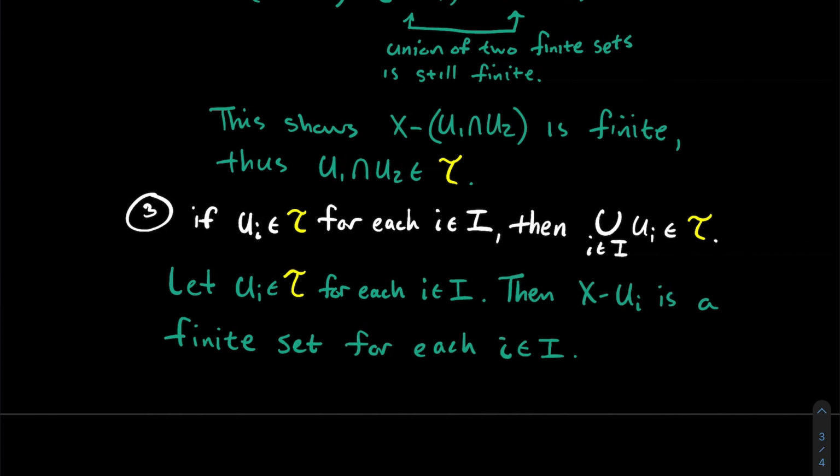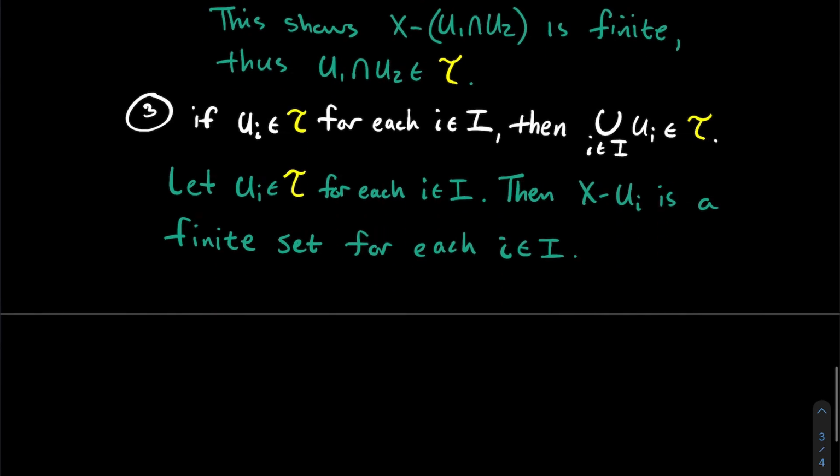Kind of like before, that just means that the complement of U_i is a finite set for each i. And again, I'm kind of skipping over the case where some of them are the empty set. Well, you don't really get a lot of new information if it's the empty set. You'd just be looking at the ones that are not empty anyway. So again, let's just consider all the ones that are non-empty. Remember, the criterion to be in T is that the complement X minus U_i is a finite set for each i in I.